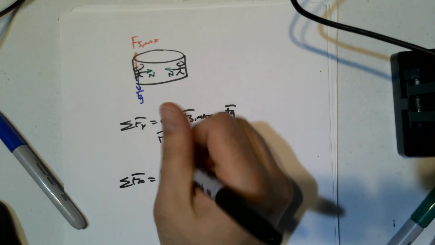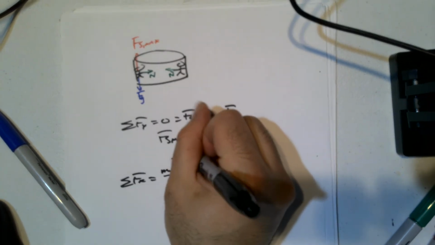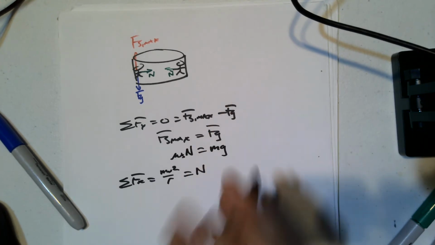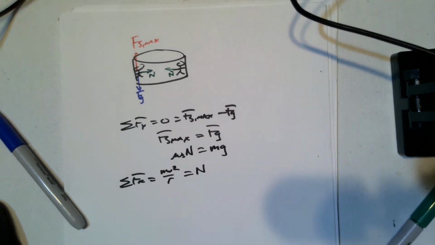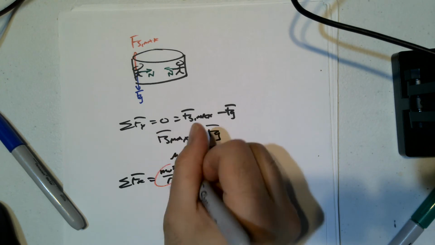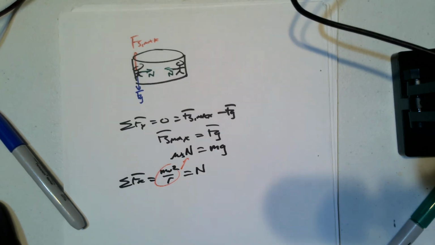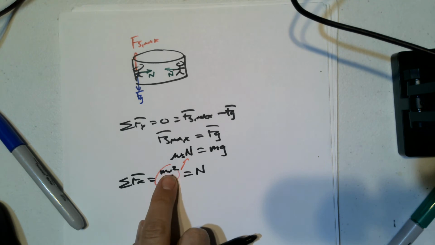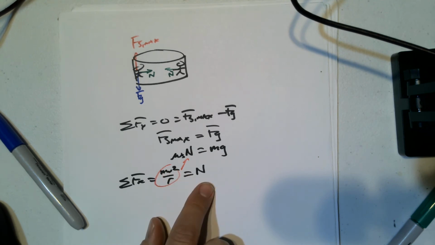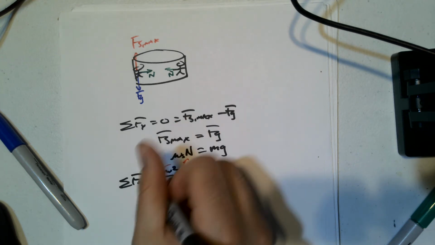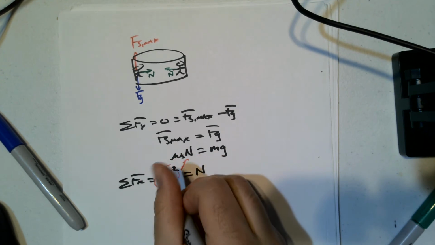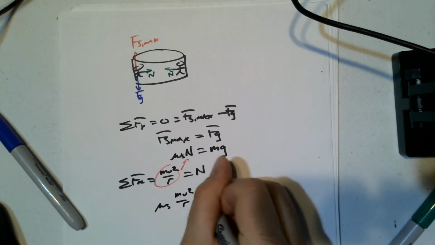Now if we go back to this, it's mu S N equals mg. And I can take this expression and put it right in there for N. And what I find is that when you look at this, the faster you spin, the larger your normal force is. So it kind of makes sense as to why you would get more friction, enough to stick against the wall. But let's put that in there. We get mu S mv squared over r equals mg.